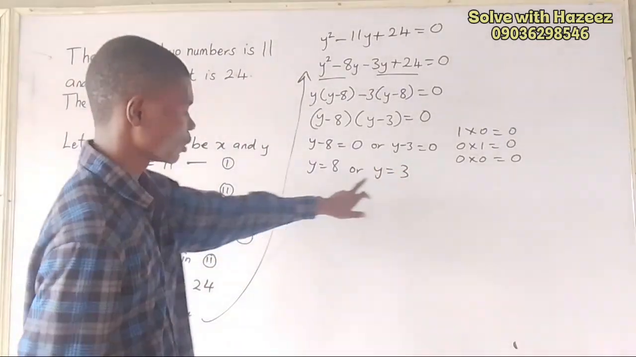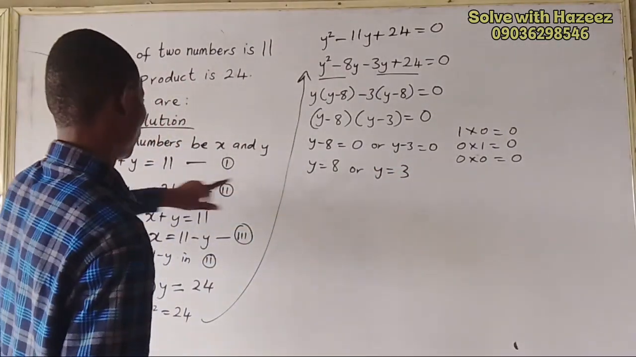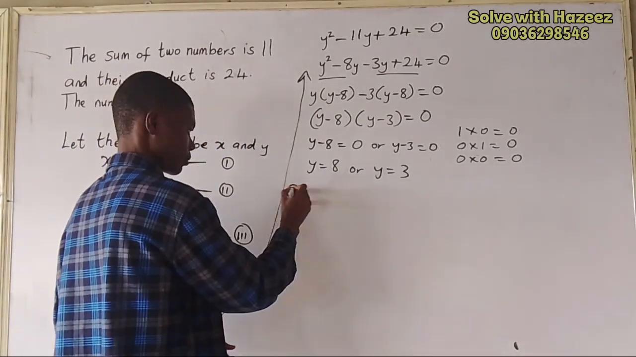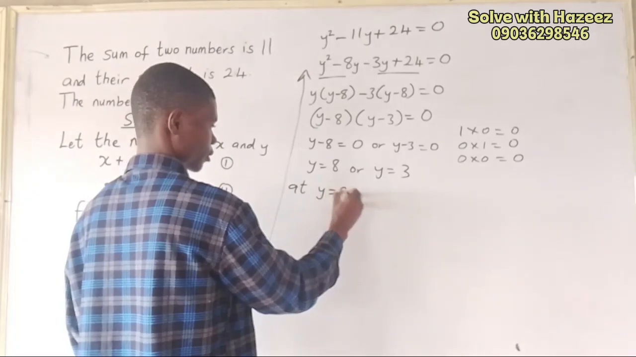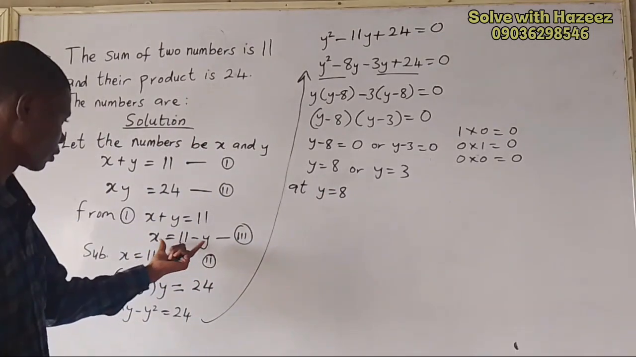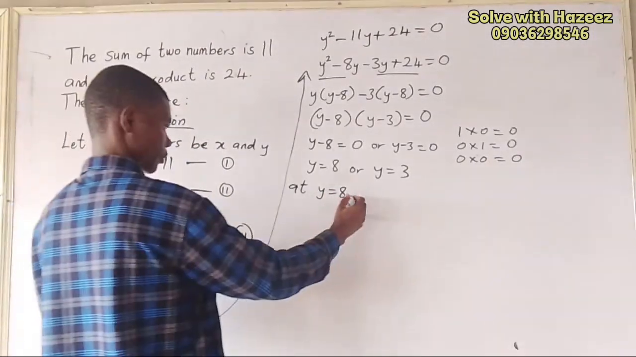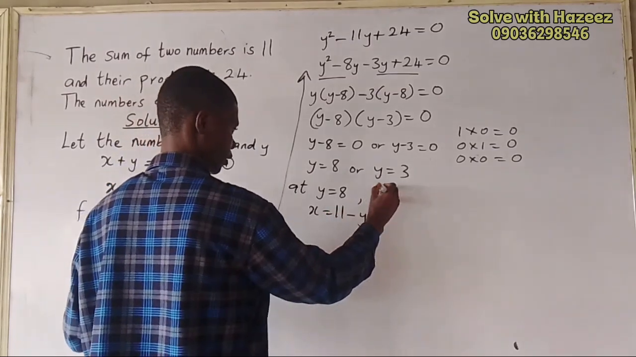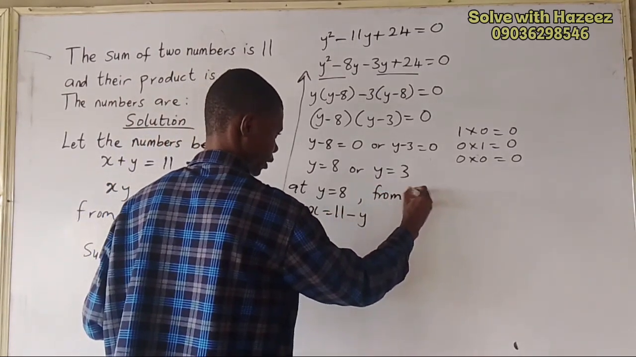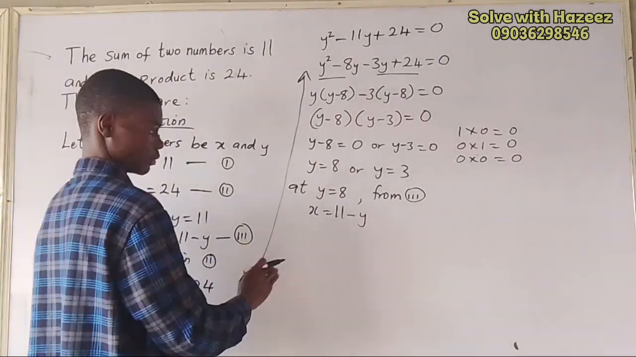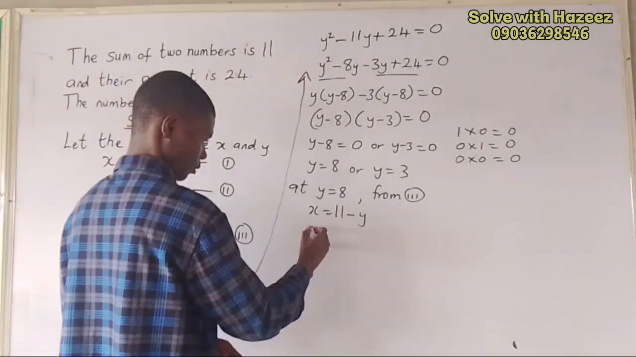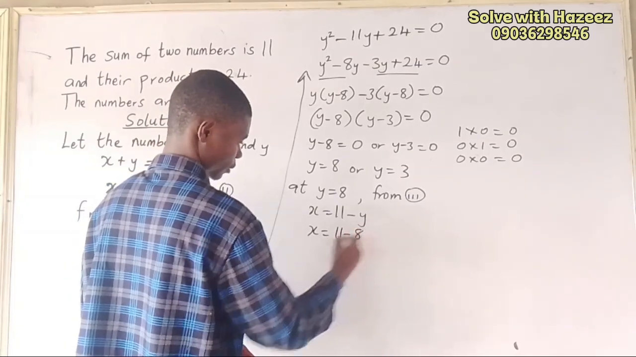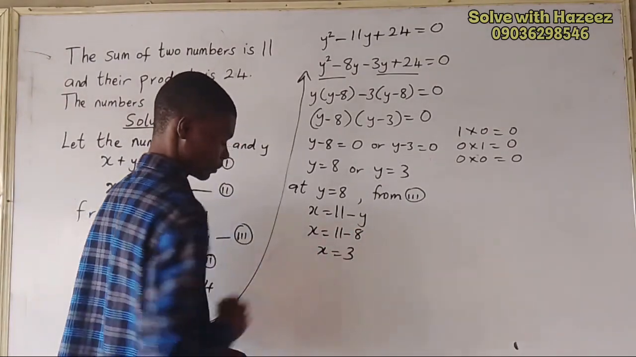But this is for only one value, which is for y. So we still have to find the value of x. So at y is equals to 8, now from 3, which is x is equals to 11 minus y, just substitute the value of y as 8. So we have x is equals to 11 minus 8. So x is equals to 3.